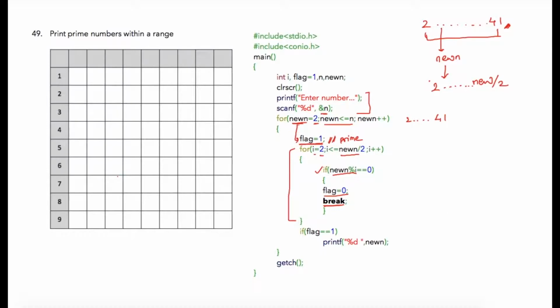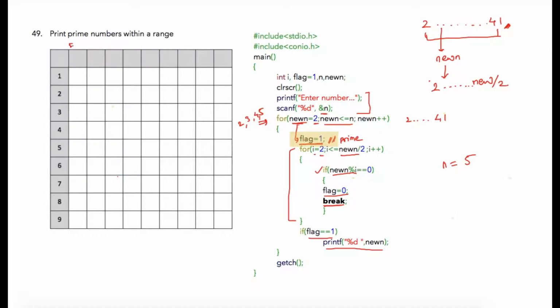So at the end of each iteration, if flag is still 1, that means none of the numbers were able to divide new n, hence that number is prime, and we will simply print it. Let us assume that the user has entered 5 as the value of n, then this for loop will be from 2 till 5, so 2, 3, 4 and 5, so 4 iterations.